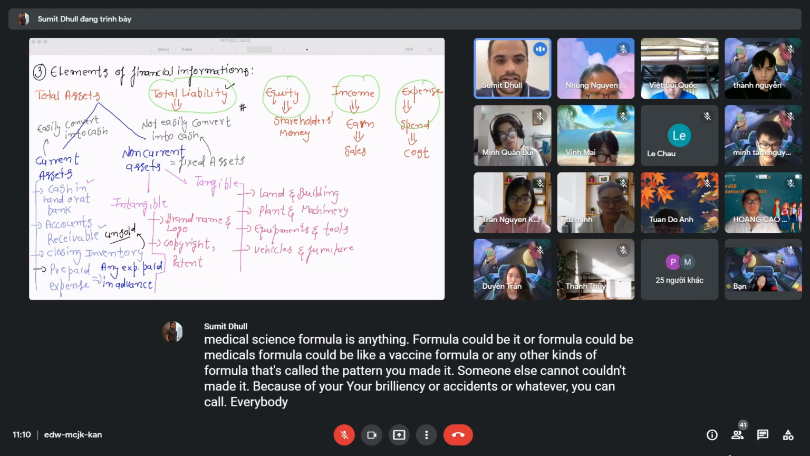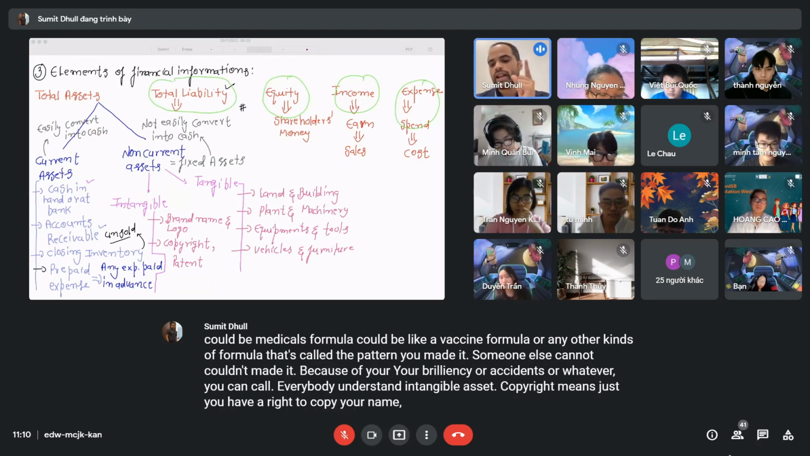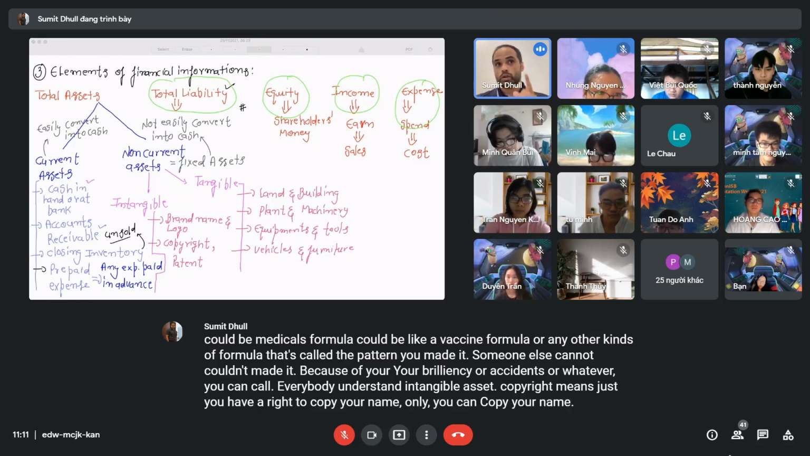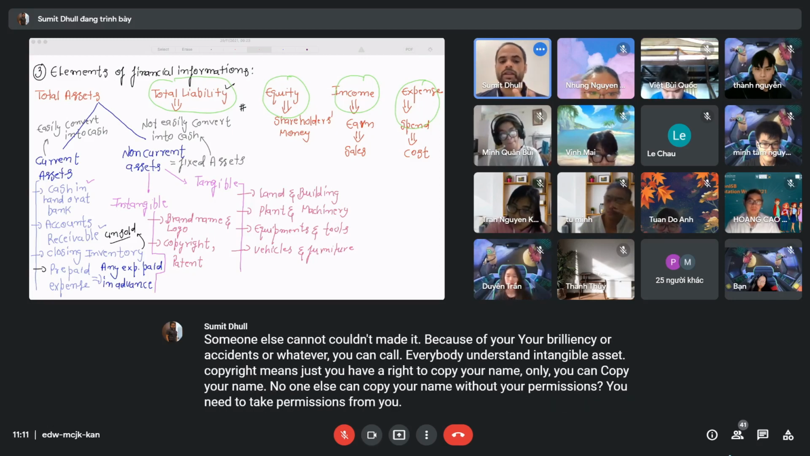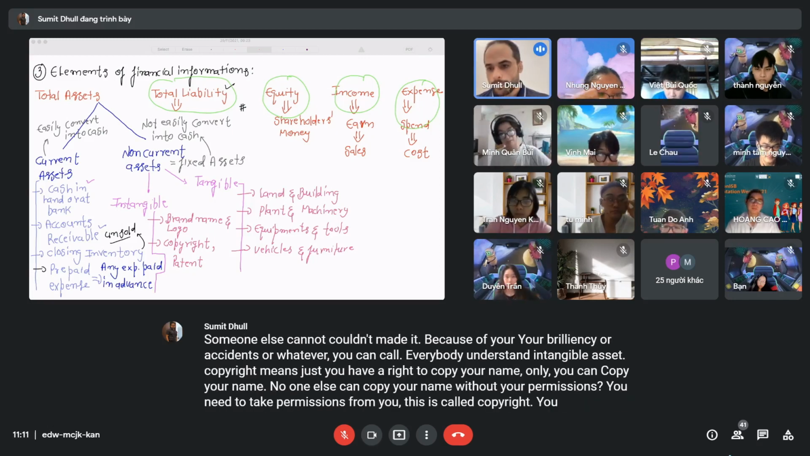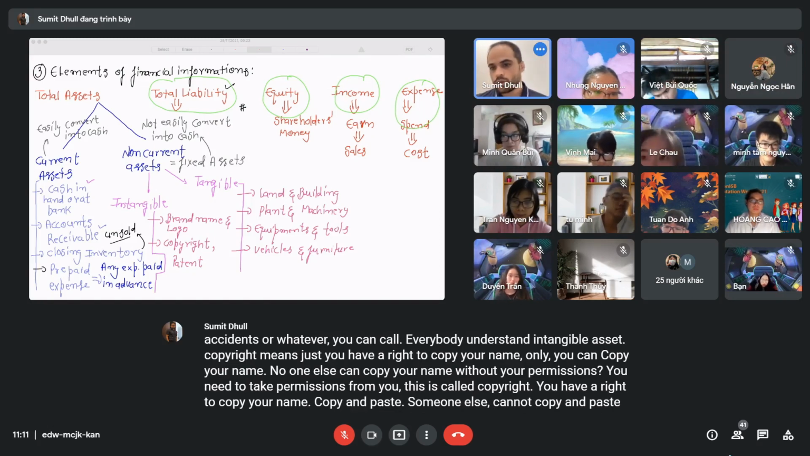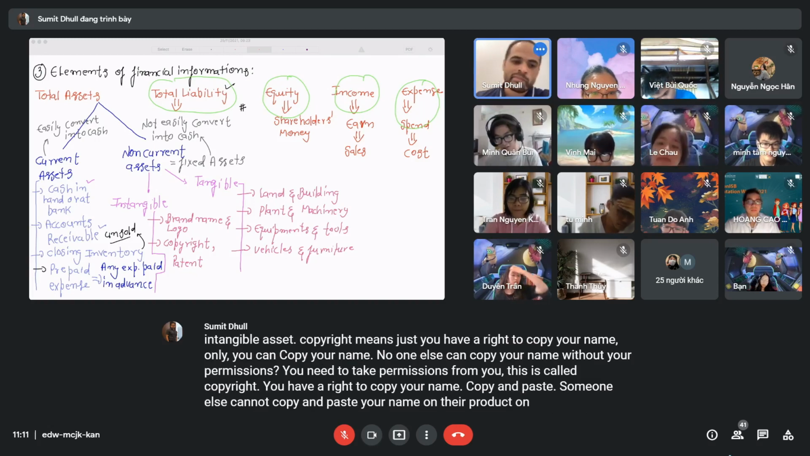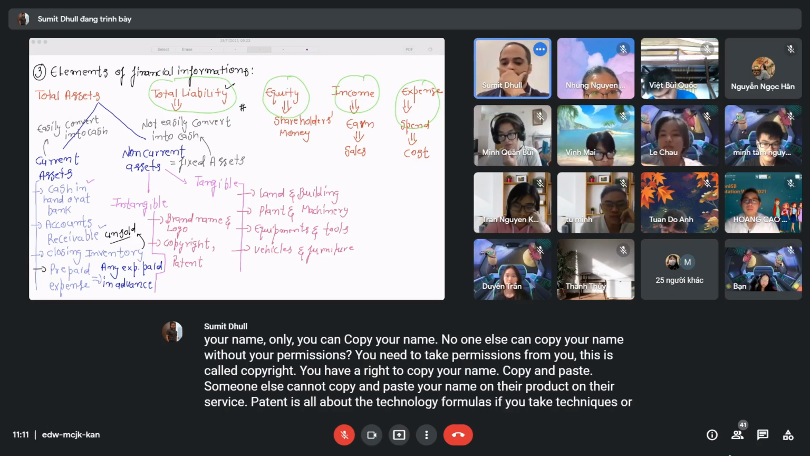Everybody understand intangible asset? Copyright means you have a right to copy your name. Only you can copy your name. No one else can copy your name without your permission. They need to take permission from you. This is called copyright. Someone else cannot copy and paste your name on their product or their service. Patent is all about the technology, formulas, techniques, or anything like that.